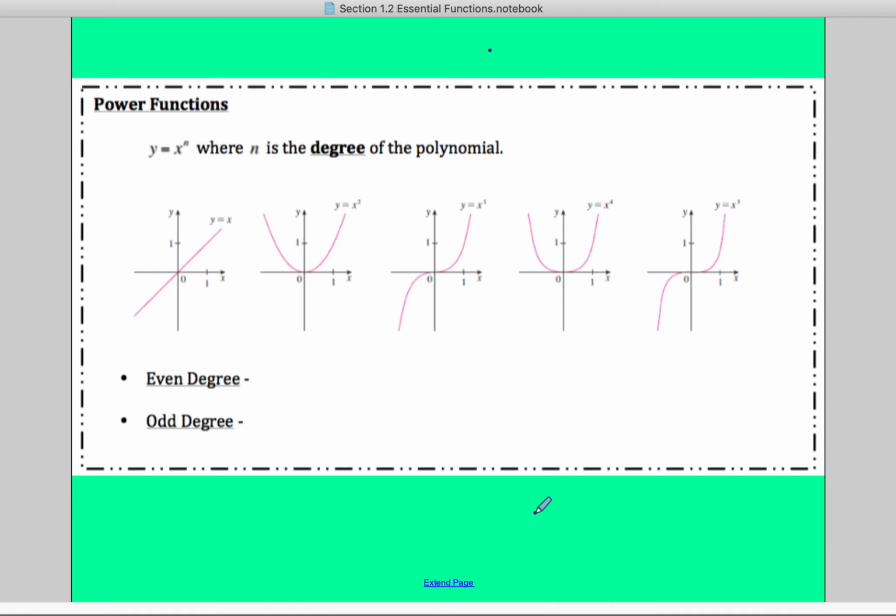All right, the next type of function we're going to look at is power functions, and also we're going to look at polynomial functions in this video. Power functions are monomials. And just remember that mono means one. So there is only one term in a power function, and it's always x to some power.